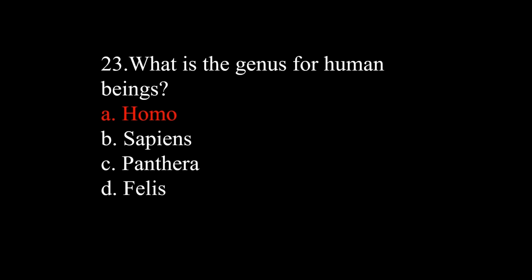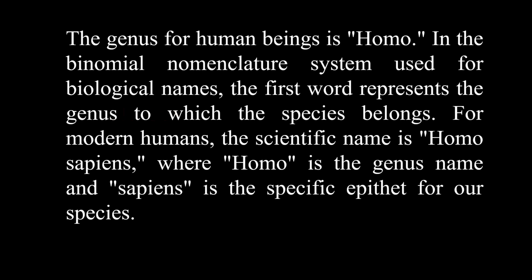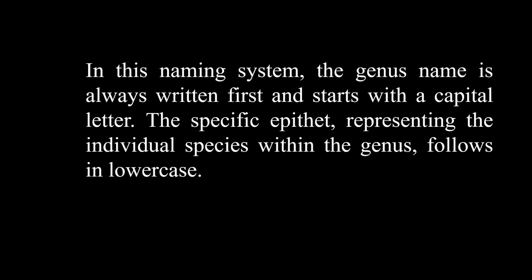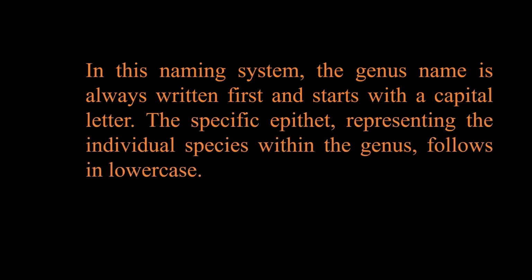In the binomial nomenclature system used for biological names, the first word represents the genus to which the species belongs. For modern humans, the scientific name is Homo sapiens, where Homo is the genus name and sapiens is the specific epithet for our species. In this naming system, the genus name is always written first and starts with a capital letter. The specific epithet, representing the individual species within the genus, follows in lowercase.